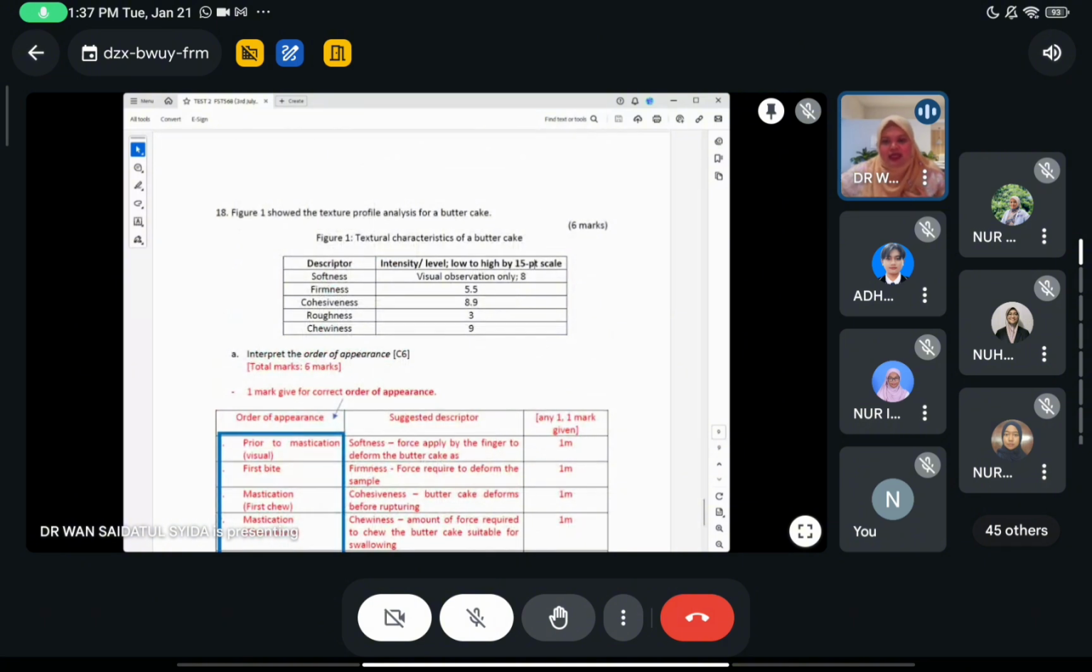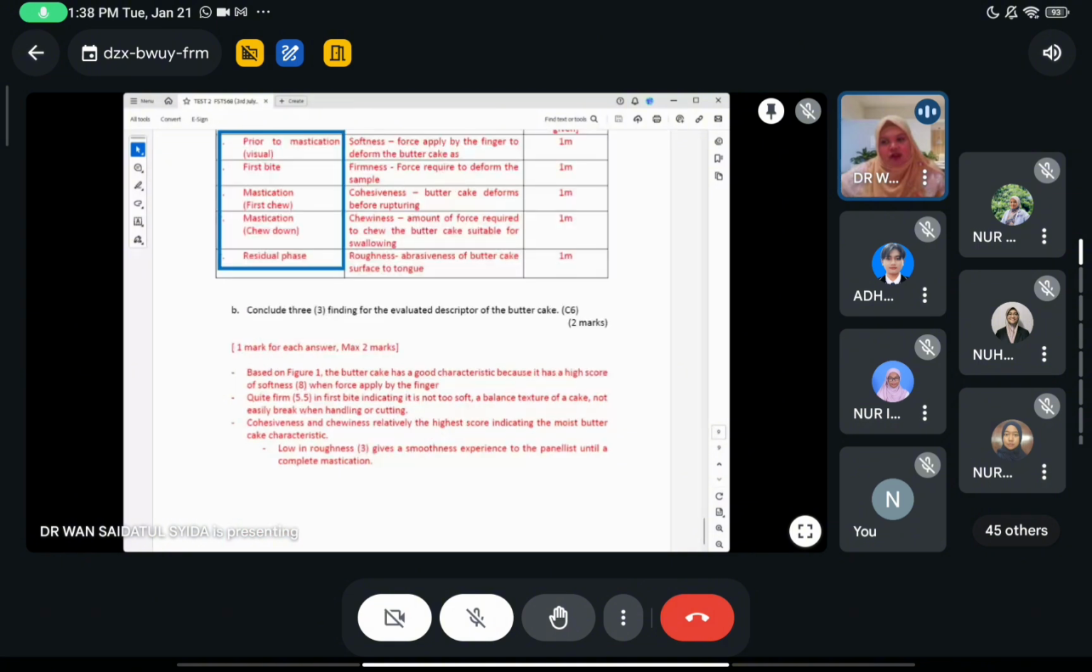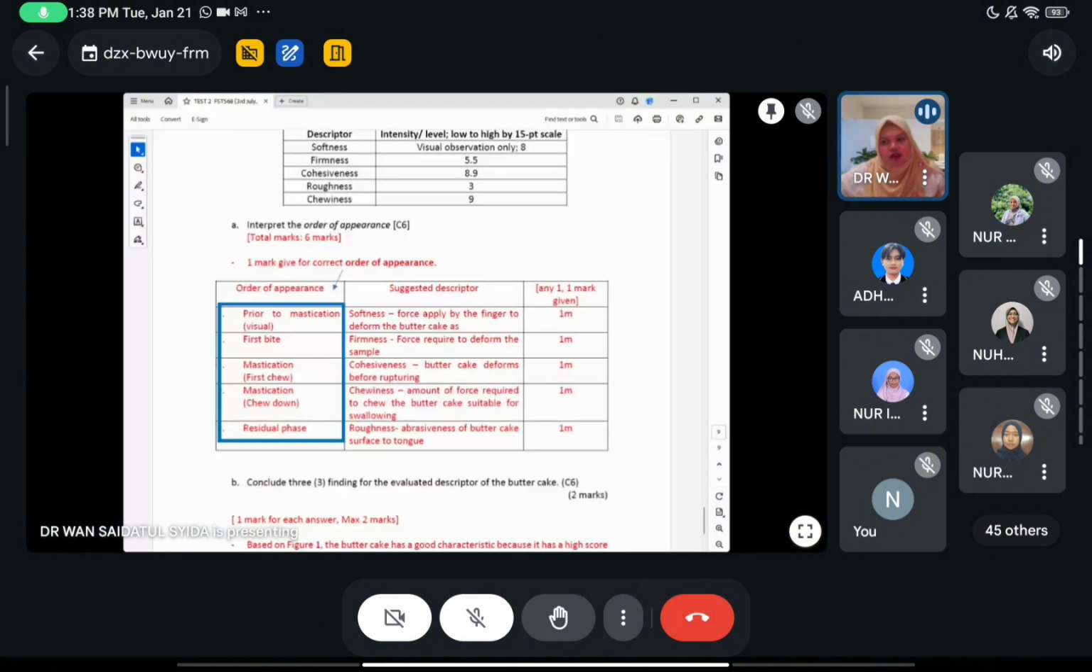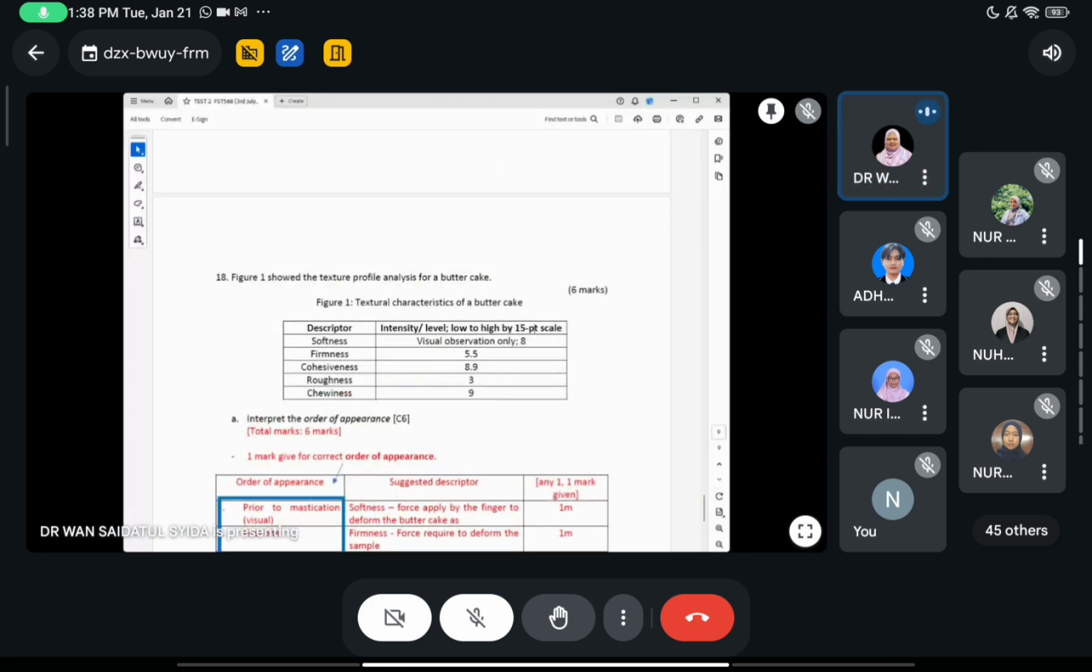How to do it? Because last time, this is the past semester's question, we did the texture profile of the butter cake. If you did not do this, maybe the question will not be asking about this. So just focus on the order of appearance.